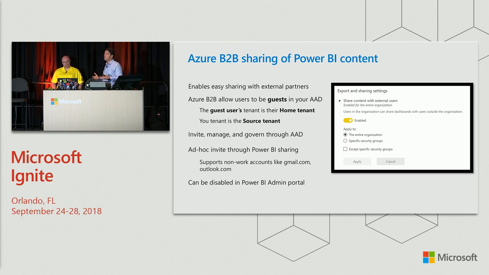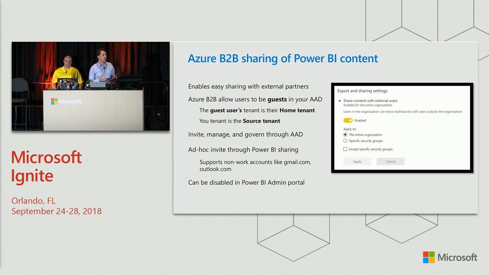So the way that it actually works is a user in your tenant, we'll call that your home tenant, can share with an external user. Okay? And that user gets invited to the AAD. And that user becomes a user principal in AAD. And then you can give them access to reports, either through sharing or access to apps.